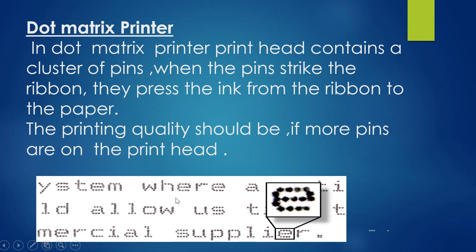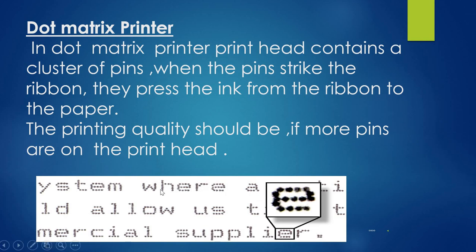See here, dot matrix printer. It is an example of dot matrix printing. See here, E is printing like this. There are so many pins. If the number of pins is more, quality also should be more. If the number of pins is less, there will be fewer dots for printing, so quality also should be less. That is, if the number of pins is more, quality should be more.